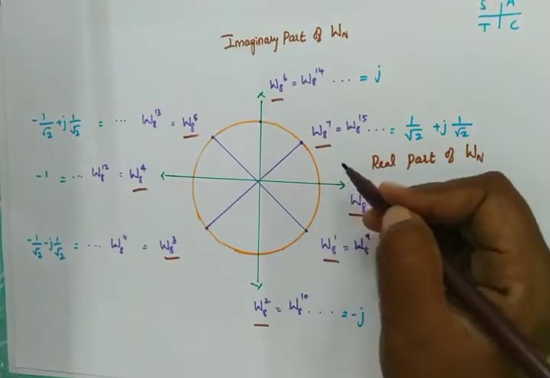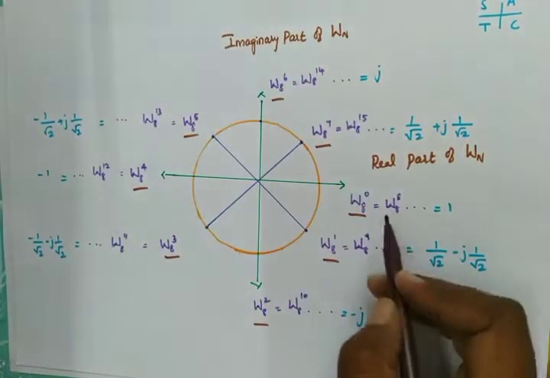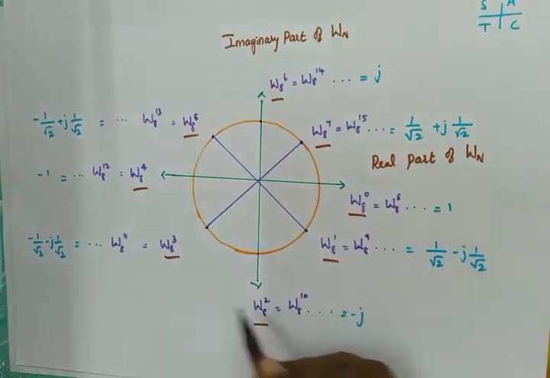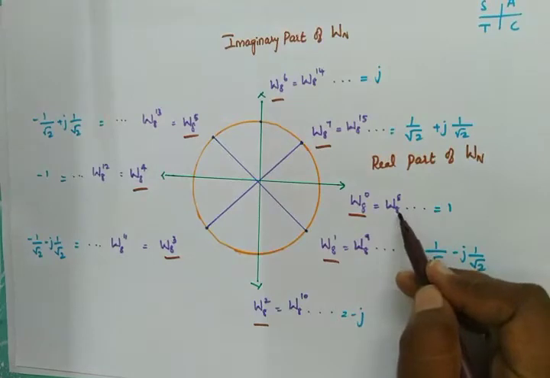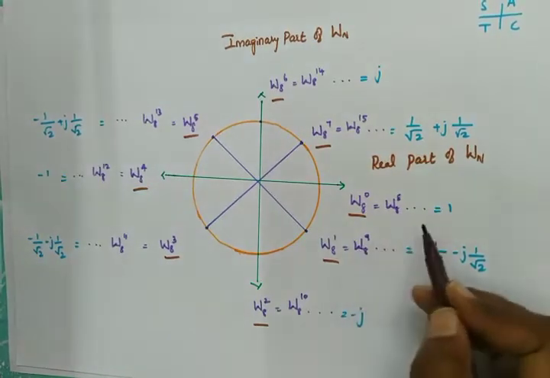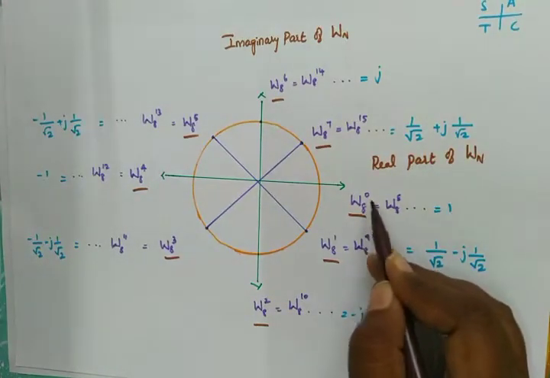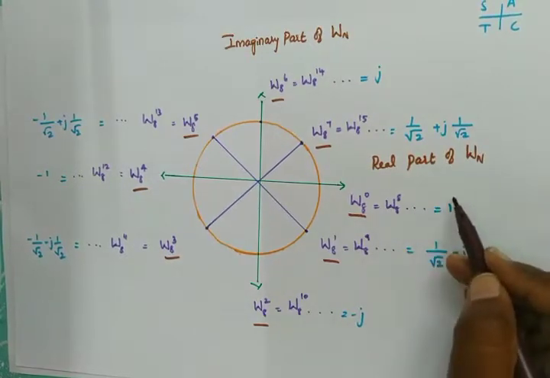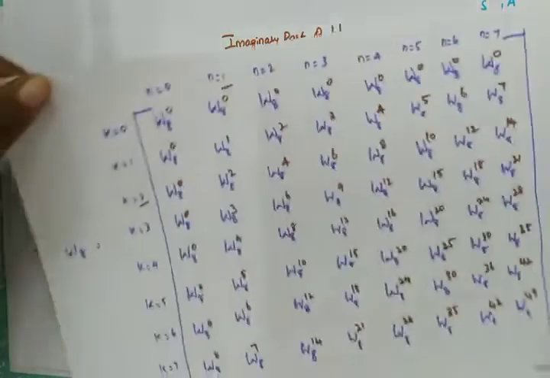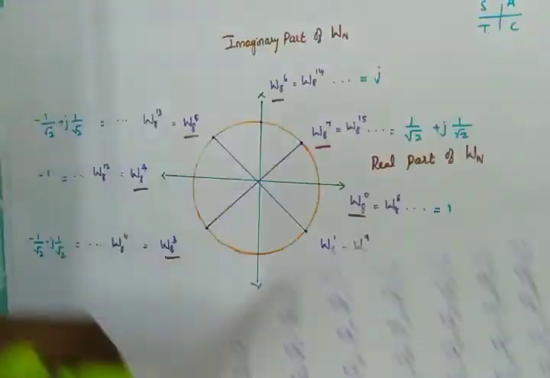After this what happens? It will rotate clockwise like this: 8, 9, 10, 11, 12, 13, 14, then 15, 16. Again here we will be having 16. So from this we can say W8 power 0 is equal to W8 power 8, which is equal to W8 power 16. So everything will have the same values in the matrix form.